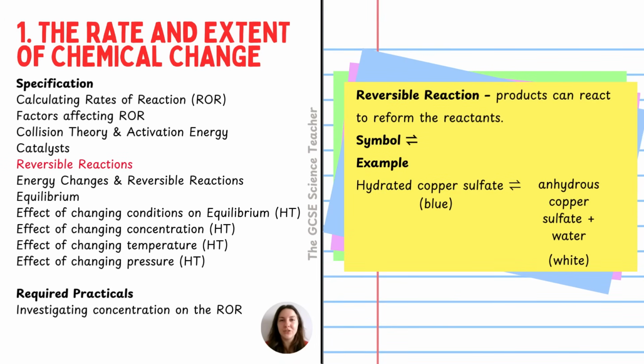Reversible reactions show us that whatever forms as a product can be broken back down to reform the reactants. We have a symbol that is a forward and backward arrow, and you can see that on screen here. You do need to recognize this.